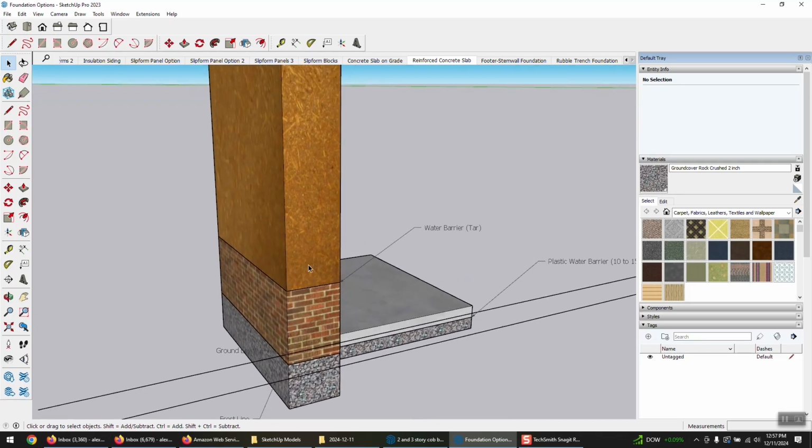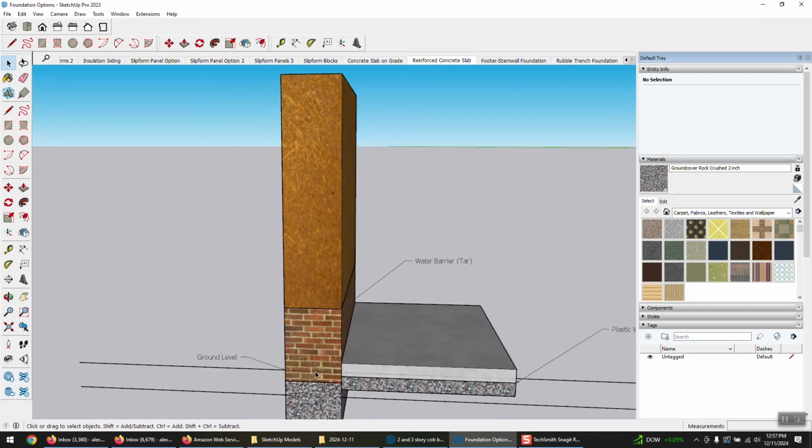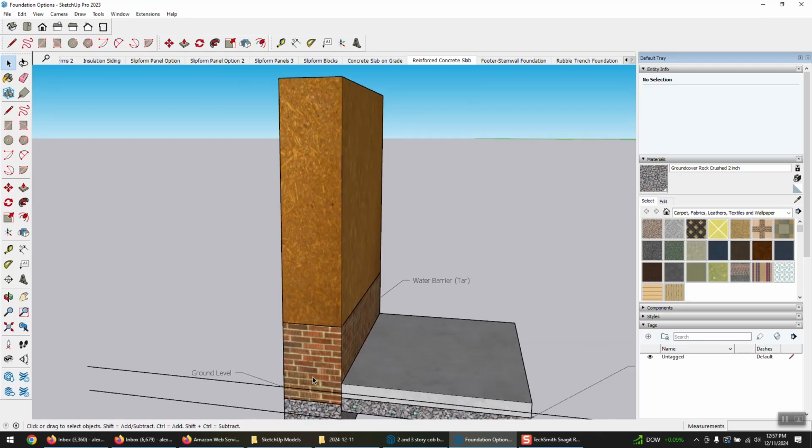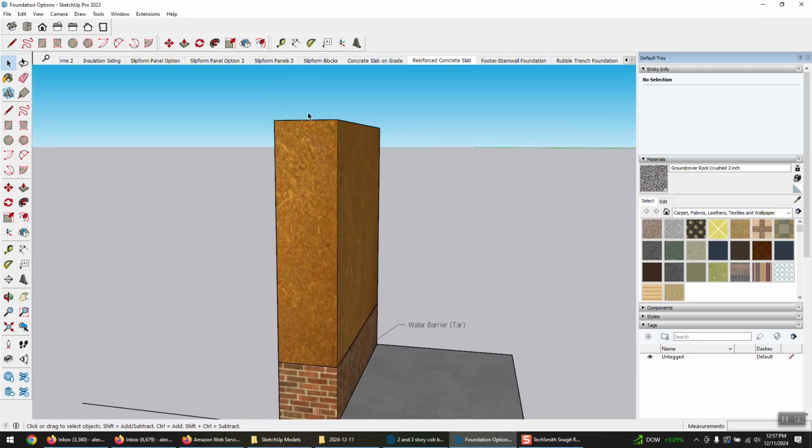Maybe not in the rubble trench system. That would be more challenging. You would probably start your rebar from inside the stem wall and continue up from there.